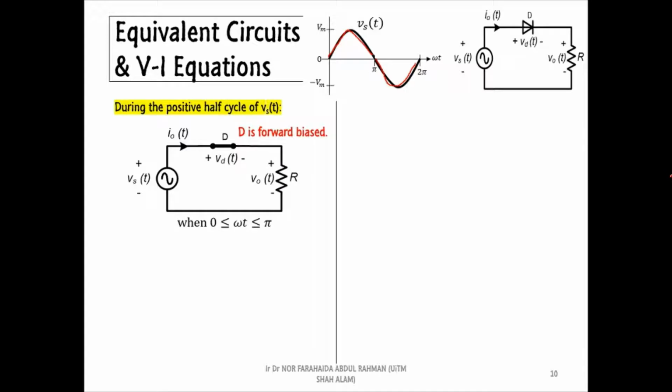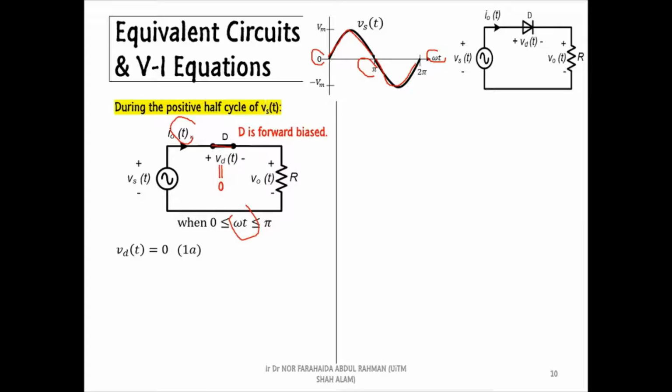The diode is in forward bias when the omega t value, which is the angle of the AC source, is in between 0 to pi. Based on the ideal turn-on characteristics, the diode will act as a short circuit to conduct current with zero voltage drop. Hence, we can write the first equation of the circuit, which is the voltage across the diode equals 0.